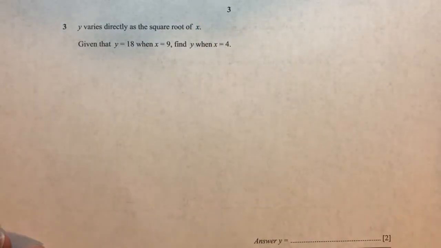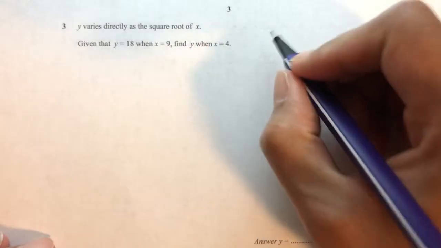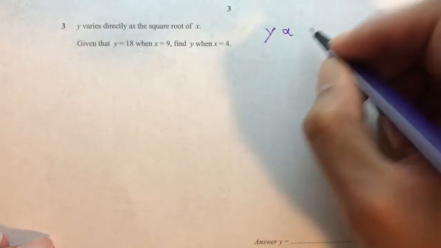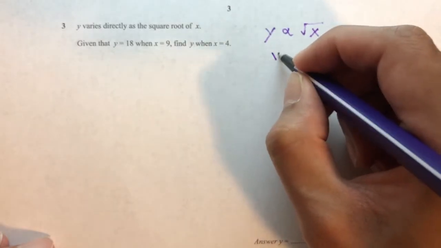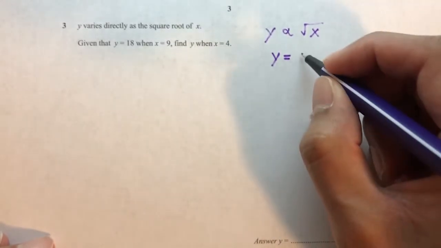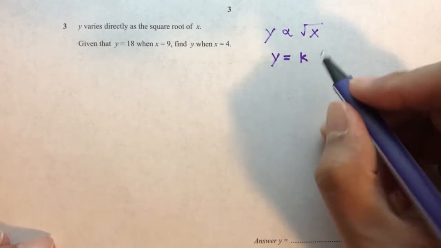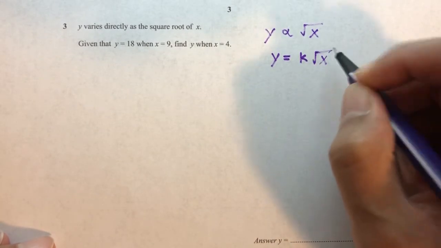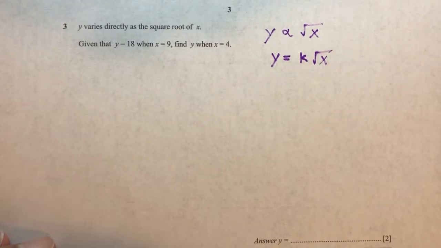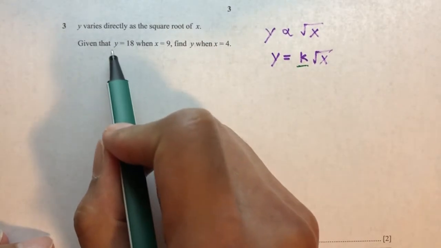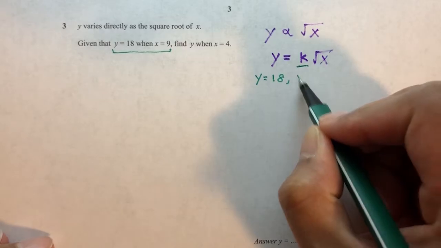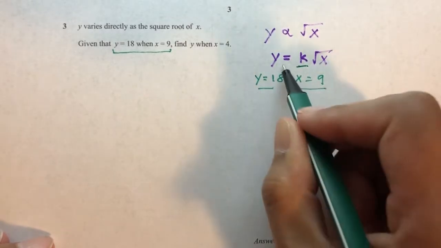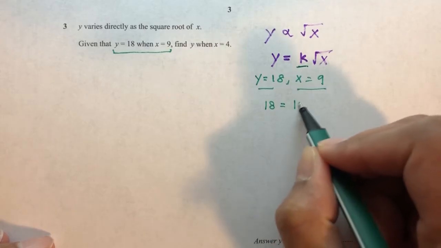Question number 3, y varies directly as the square root of x, which means y varies directly with the square root of x, which means we have this equation, y is equal to k square root of x. Okay, so we first need to find the value of k using the information provided. So we have y equal to 18 when x equal to 9. So replace those two values in the equation. So we get 18 equal to k square root of 9.